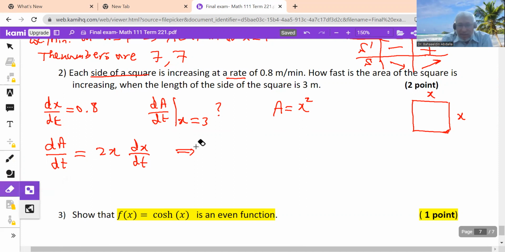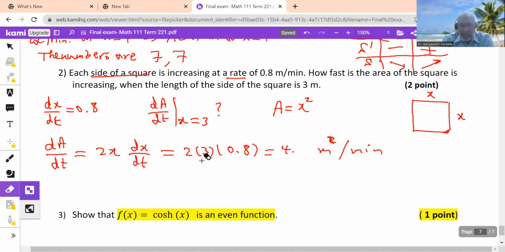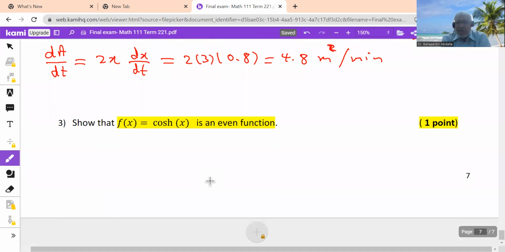Well, he needs dA by dt. So I have x equal to 3, so 2 times 3, and I have dx by dt in the question. If you multiply this, the answer is 6 times 0.8, that's 4.8. So 4.8 meter squared per minute, because this is the area, so it's measured in square meters, not meters like the length. So that's the answer.